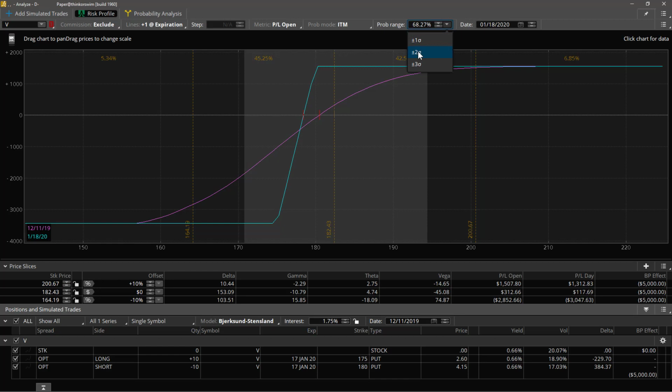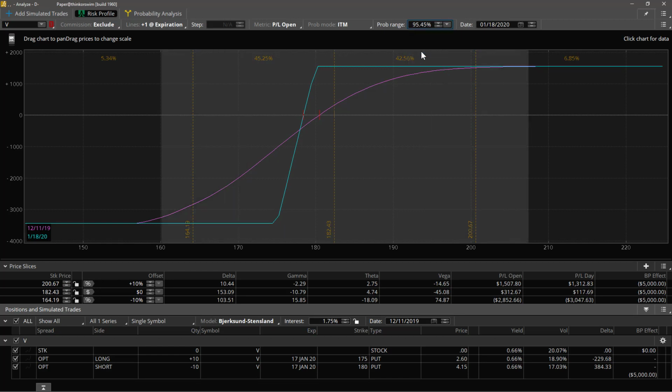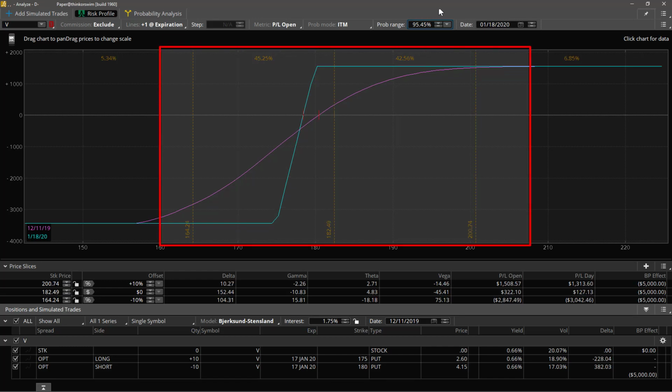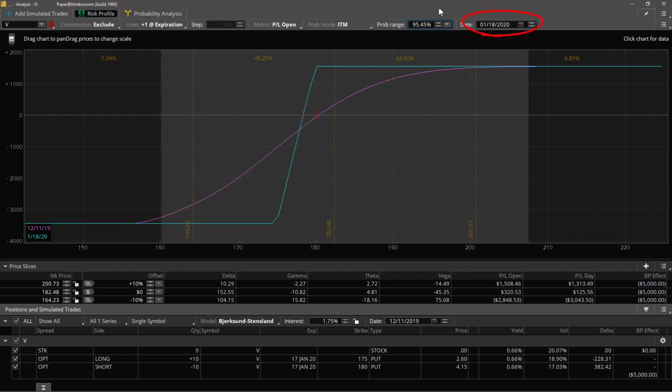I can change it to plus or minus two standard deviations. And that probability is 95.45%. In any case, the region expands. So what this means is that the price of the stock is going to fall within this region 95.45% of the time on this date.